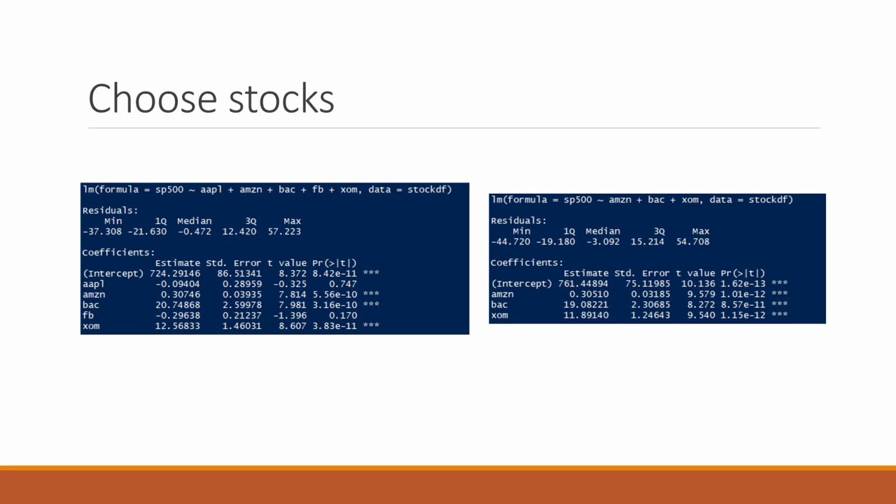So now we want to choose the stocks for our final model. We chose all the stocks that have stars from the first model, and we get Amazon, Bank of America, and Exxon, and we verified it at the right hand side, and it proves they are all very significant to the model.